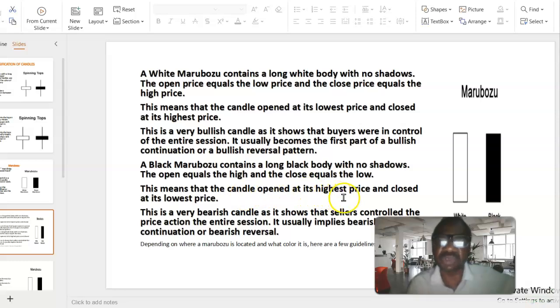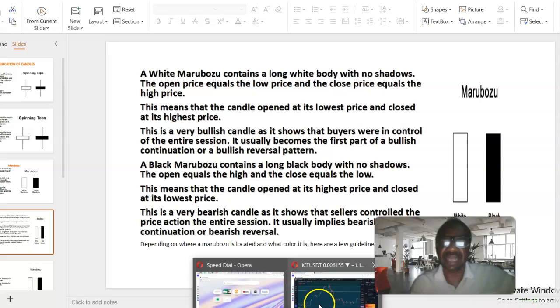This means that the candle opens at its highest price and closes at its lowest price. This is a very bearish candle, as it shows that sellers controlled the price action in the entire session. It usually implies bearish continuation. So that's what it means. The bears are in charge. Each time we see it and it closes, it means bears are taking dominance and price may tend to go lower.